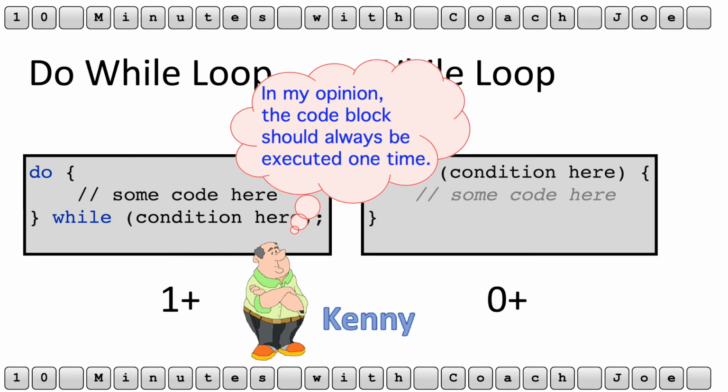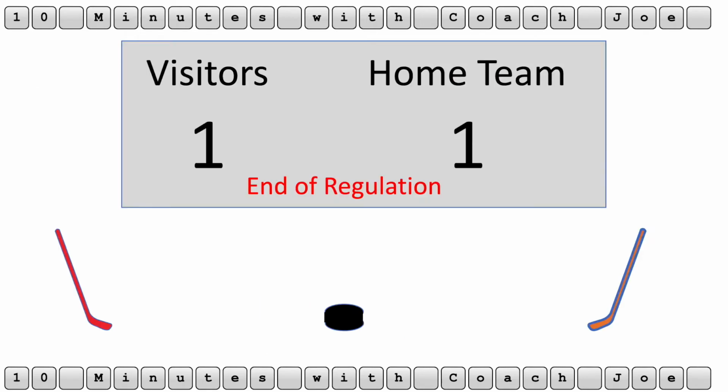Should the code block always be executed one time? In a hockey playoff game, there could be 0 to many overtime periods. What if there was a loop that processes code for each overtime period? What happens if the game is not tied at the end of regulation? The code block will execute the overtime code which is not intended. Since it is possible no overtime period is needed, using a while loop allows for 0 executions of the code block. A do loop would not be the right choice. Depending on your situation, you have options.